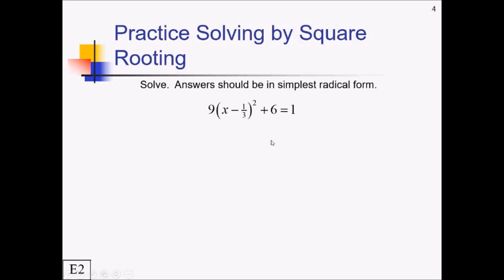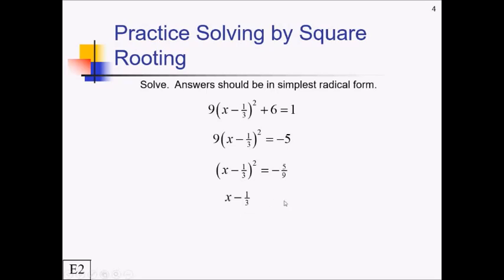All right, now just like before, we need to isolate the squared thing. In this case, we need to subtract 6 and then divide by 9, so that's a negative 5/9 on the right side. And now that we have the squared thing by itself, we can square root both sides. So that'll give us just x minus 1/3 on the left side.